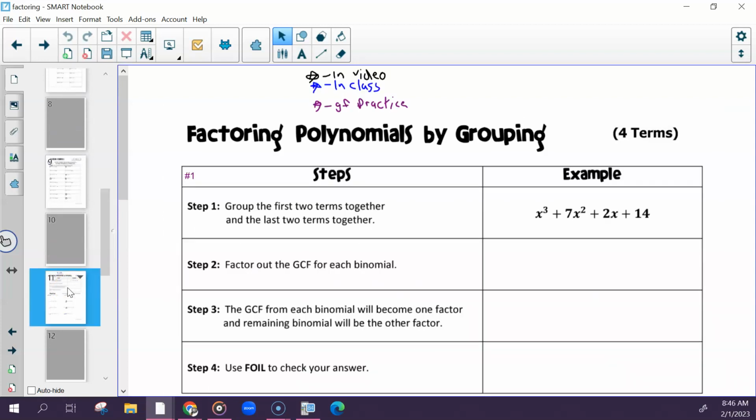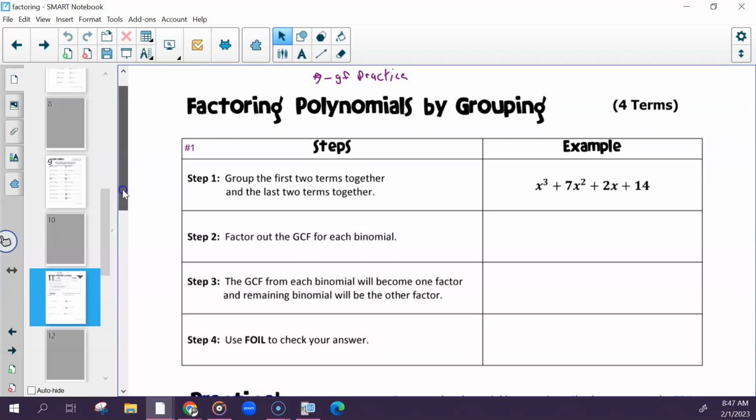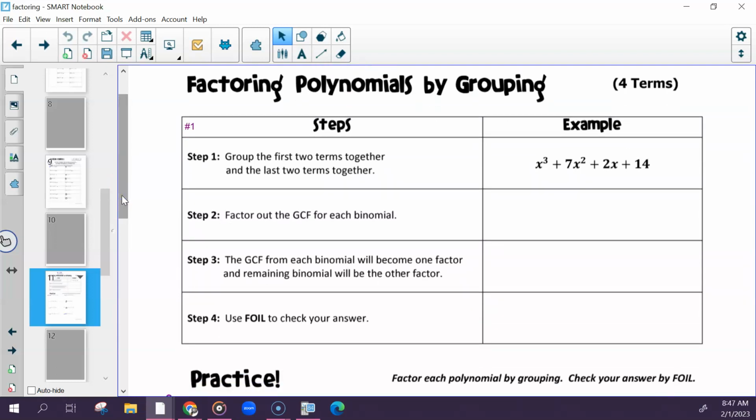So last class we talked about factoring by greatest common factor, taking out what they have in common, variables and numbers, out of everything and writing it in factored form. Today we're going to take that a step further. Everyone should have these notes in front of them. So today we are factoring by grouping.